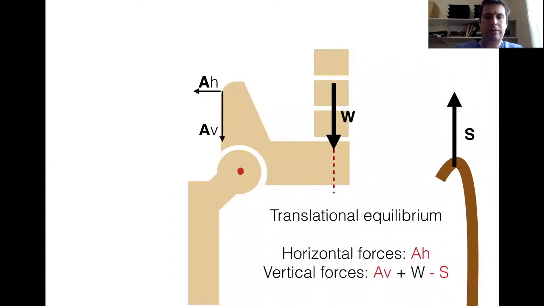So now we've resolved for rotation, let's look at translation. We know that A has reduced, and therefore the horizontal component, AH, of the abductor muscle force is also reduced, and the vertical component, AV, has also reduced. We've also added in the new force S into the system, and that's acting in an upwards direction opposite to AV and W, and therefore the vertical forces in this system are AV plus W minus S.